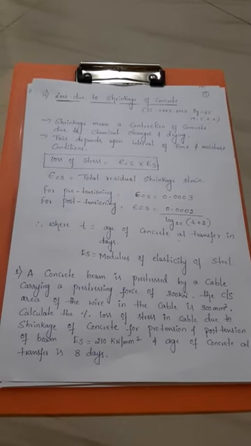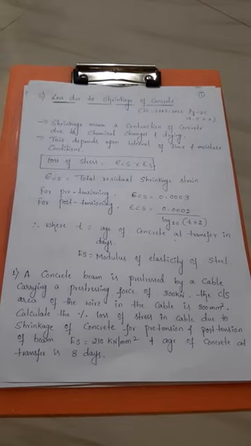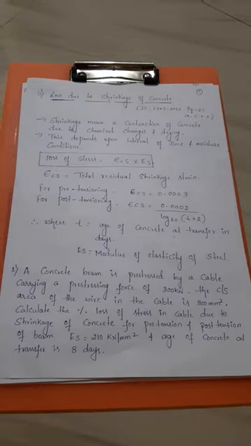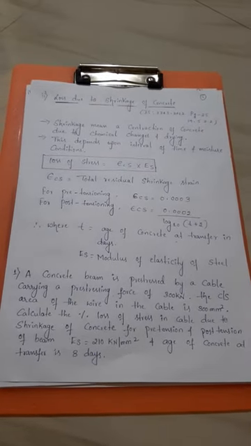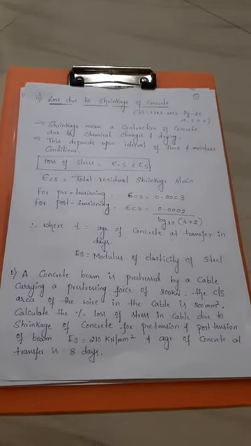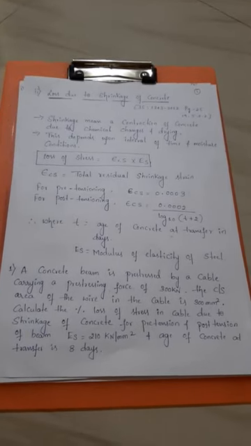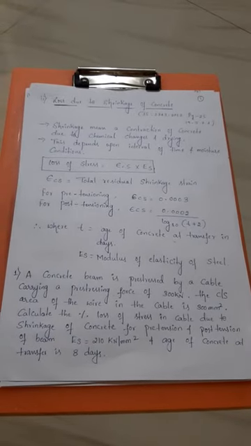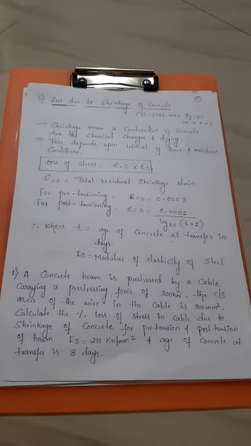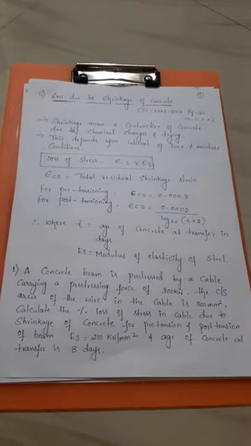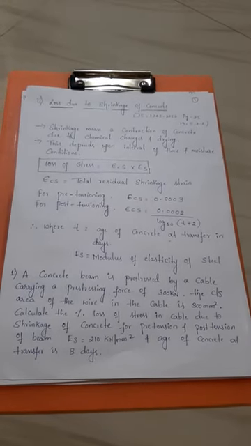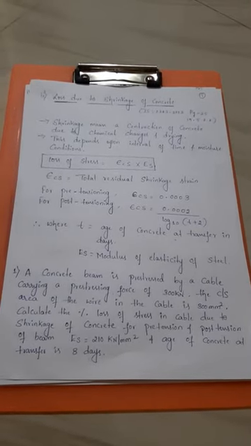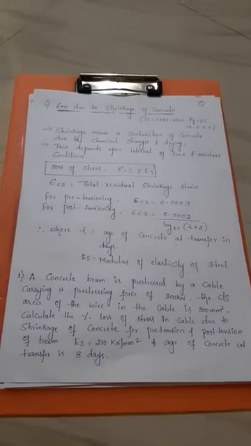Again, this total residual shrinkage strain, epsilon Cs, changes depending on the type of member. So whether it is pre-tension or post-tension, we need to analyze whether we are doing a design for the pre-tension or post-tension. In case we are doing a design for the pre-tension member, your epsilon Cs value will be 0.0003, whereas for the post-tensioning member, your epsilon Cs value will be 0.0002 divided by log 10 of (T plus 2). So what is this T? T is nothing but age of concrete at transfer in days.